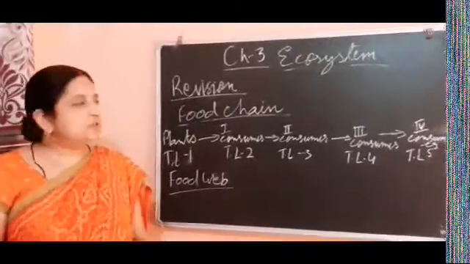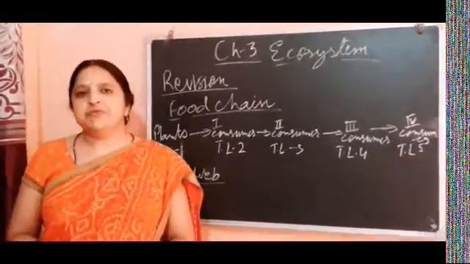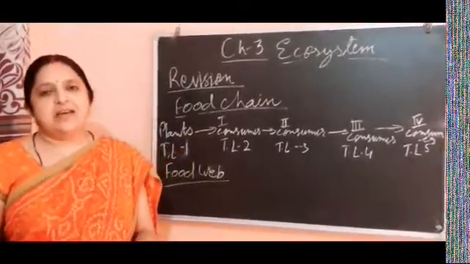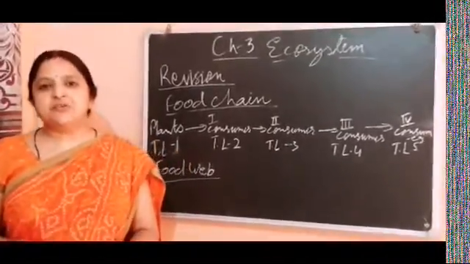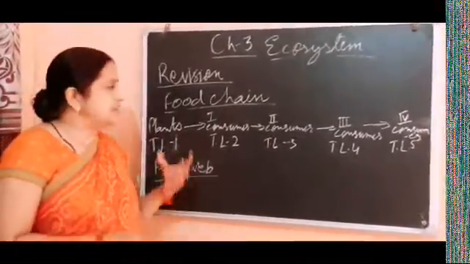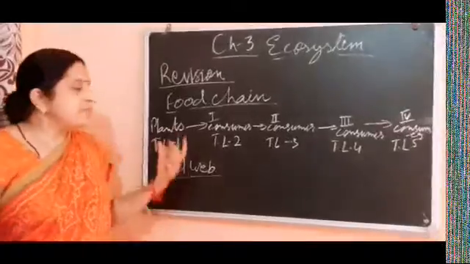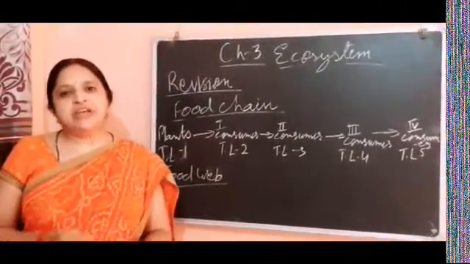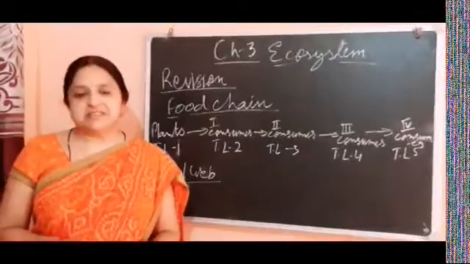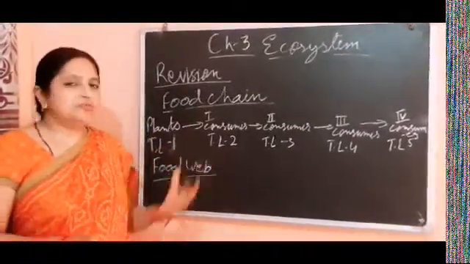Today I will explain to you about the food chain, food web, pyramid and interrelationship between the organisms and types of forest. Now let's start with the food chain. Food chain is the transfer of energy from organism to organism in a linear sequence. This is called the food chain.